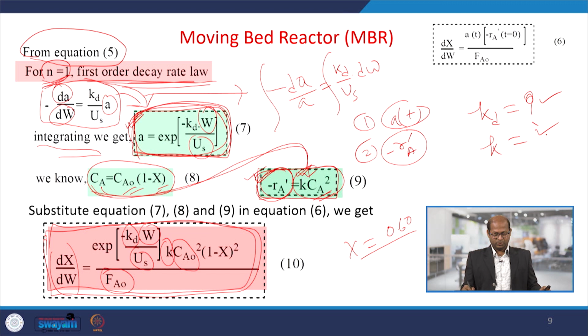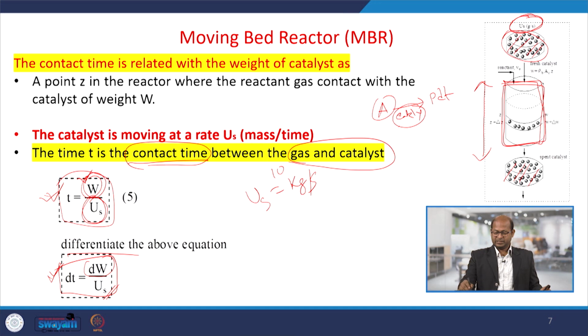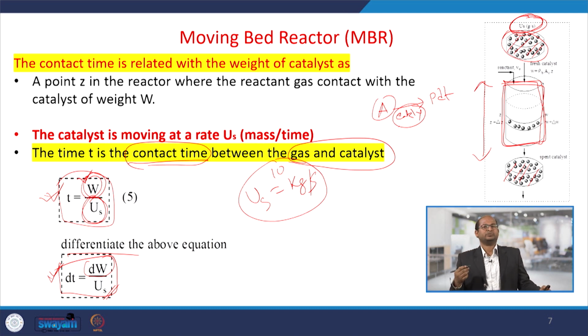So, these are the components: C_A0, the initial concentration of the reactants, and the weight of the catalyst. The movement of the catalyst bed, which I said was 10 kg per second, would vary. Instead of 10 kg it may be 5 kg per second or maybe 2 kg per second, depending upon the particular system or the operation we are going to conduct or study. So, depending upon that it may vary also.